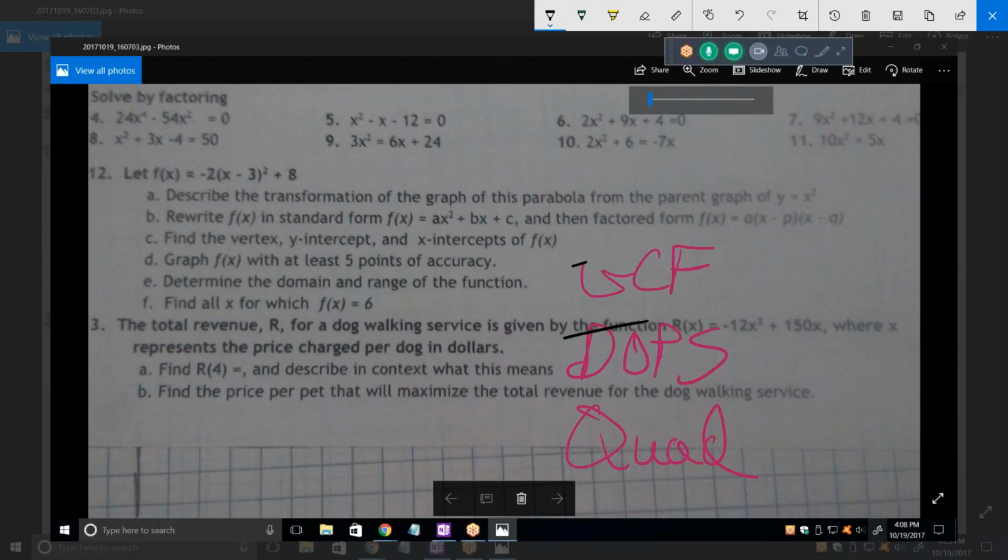Is it difference of perfect squares? No. Remember, difference of perfect squares usually is just two terms. It's x squared minus 49. It doesn't usually have this x in it. In fact, never. So it's immediately not a difference of squares as soon as you see an x, which means we have to factor it.